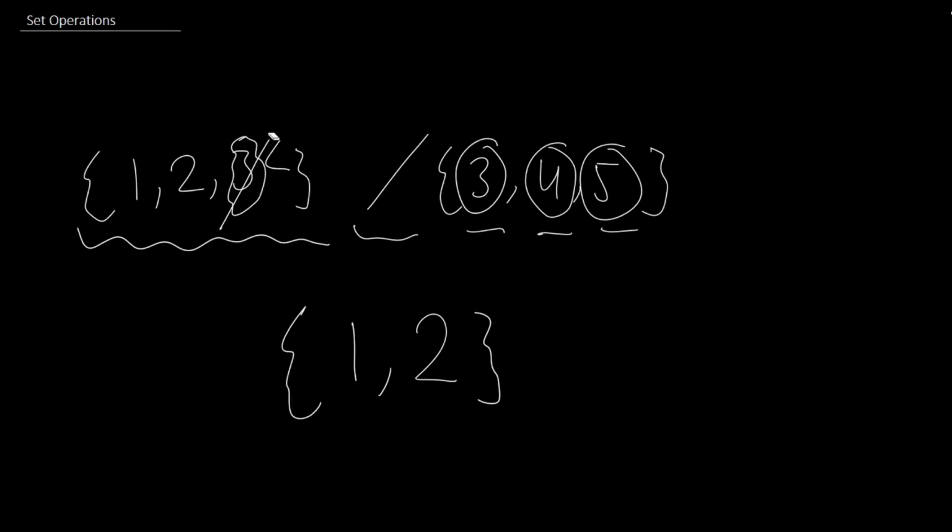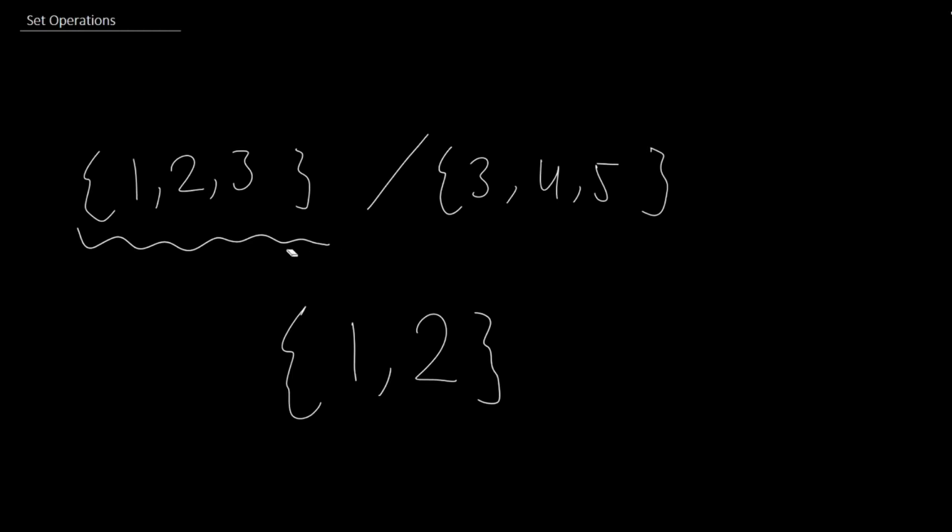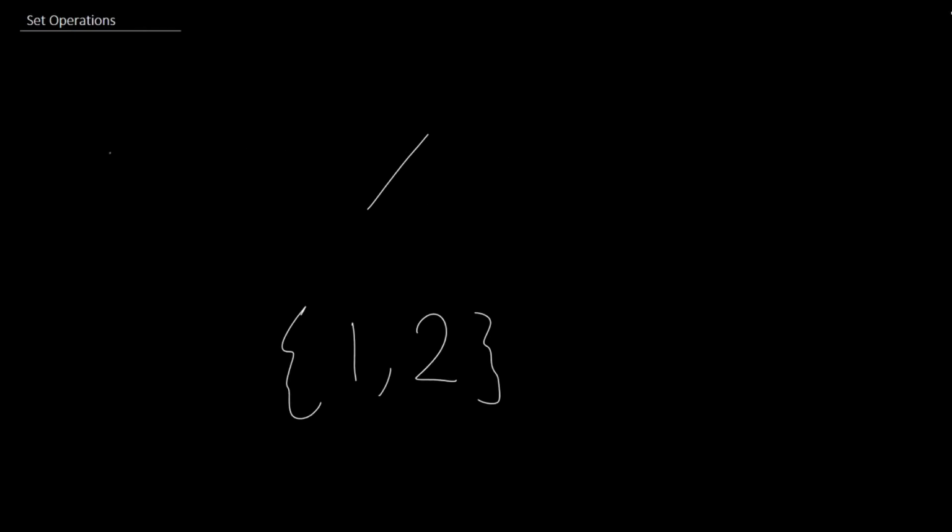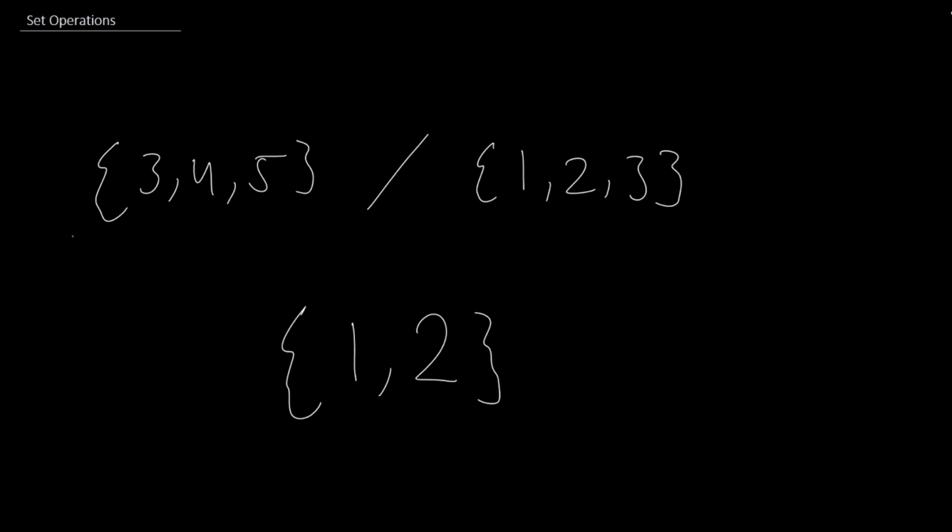Now, the important thing to note is that in this set operation, the order matters. In the other ones, the intersection between two sets, it doesn't matter if you interchange them or not. Same with the union, but let's interchange things now. Let's have 3, 4, 5 on this side and 1, 2, 3 on the other side. Now what does this mean? This means 3, 4, 5 take away 1, 2, 3.